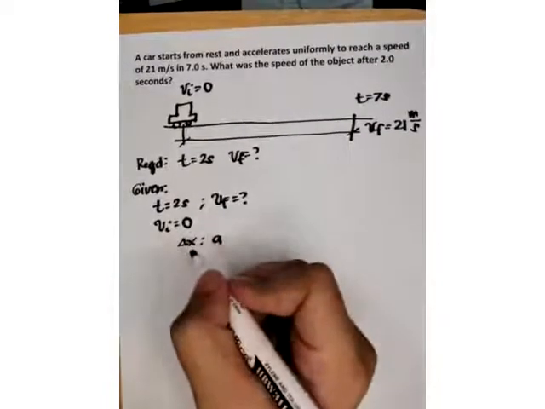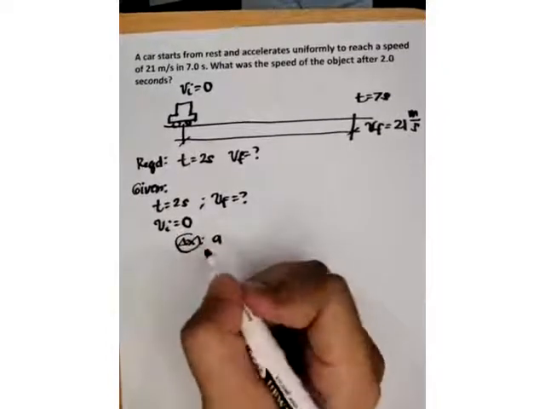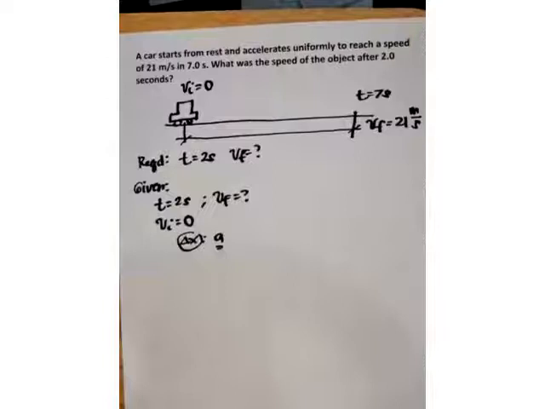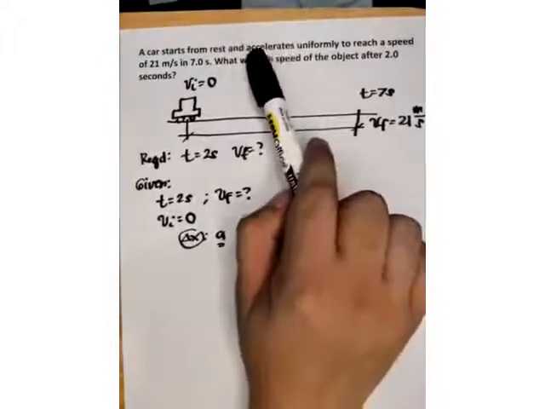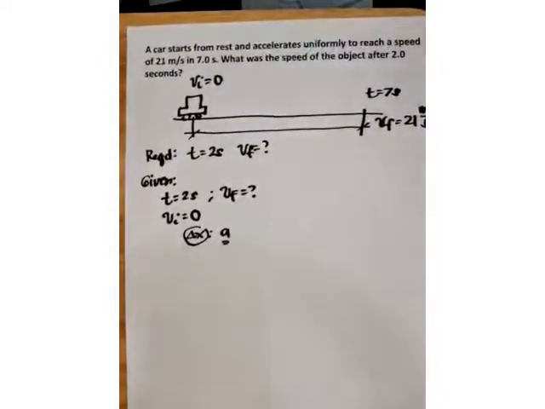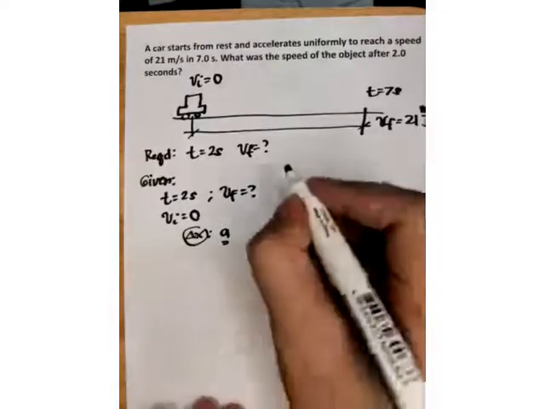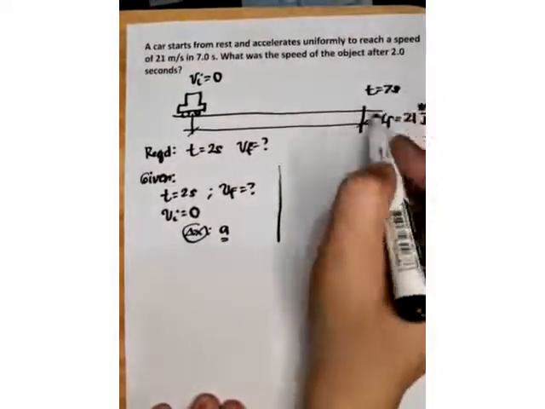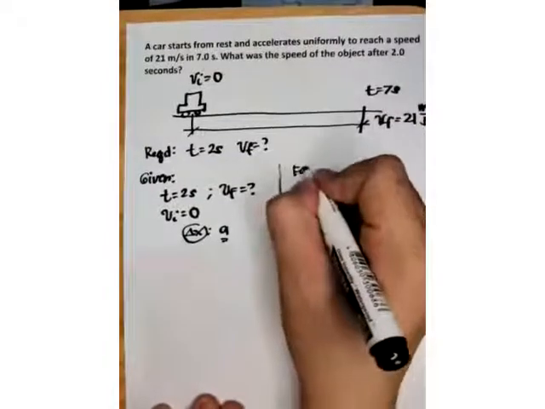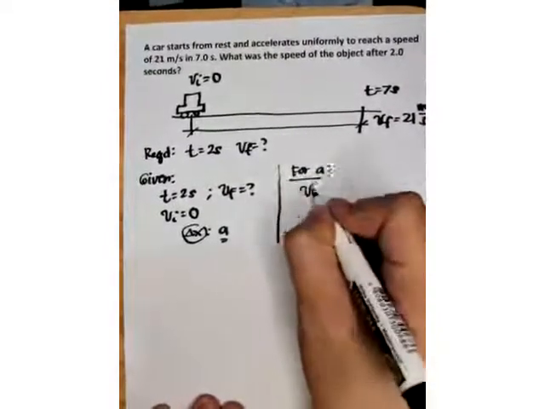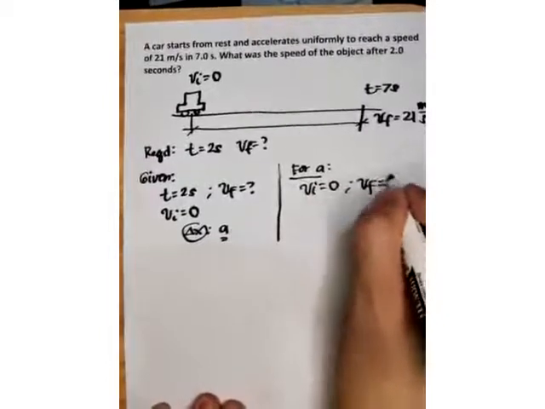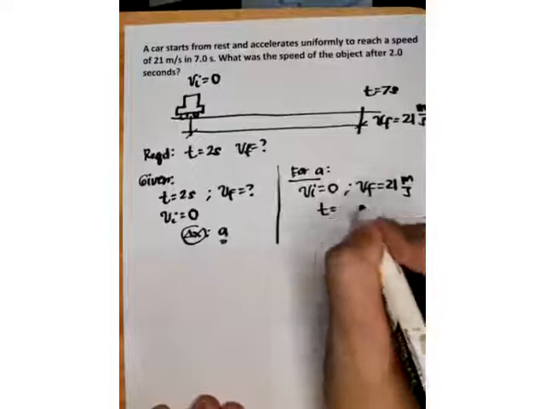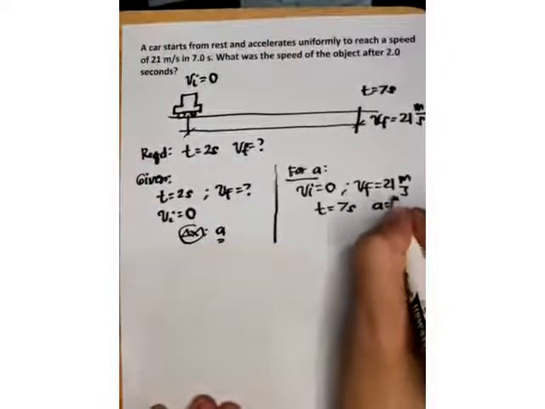Yung delta x medyo mahirap. Mahirap natin siyang kunin. Ang pwede natin kunin is yung acceleration. Ngayon, ano ang acceleration? Sabi naman sa problem, it is uniformly accelerating. So that means from t is equal to 0 up to 7 seconds, the acceleration is constant. O doon natin kukunin yung acceleration. Doon sa information natin na ito. So for A, ang V initial ay 0, ang V final ay 21 meters per second, at ang time ay 7 seconds. So what is the acceleration?